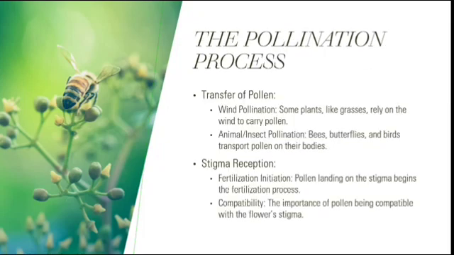The first one is transfer of pollen. Pollination can occur through wind, where some plants like grasses rely on wind to carry pollen. When there's a storm or wind, it carries some of the seed or pollen of the grass or flowers from one place to another. So a flower that is normally in one place, when wind carries the pollen from there, can start growing in another place because of what? Wind pollination. Another one is animal or insect pollination. This is where animals like bees, butterflies, and birds transport pollen on their bodies from one flower to another. Okay, so let's stop there.